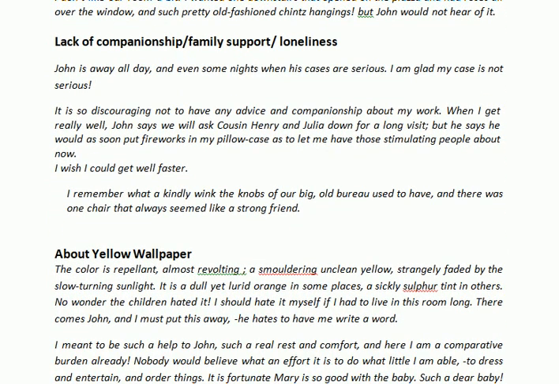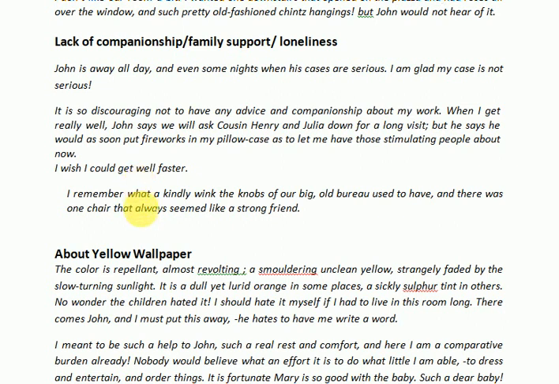Then there was also lack of companionship and loneliness. As she says, John is away all day and even some nights when his cases are serious. I'm glad my case is not serious. Irony. The story is full of dramatic irony. And she says that she wanted to have the company of her cousins Henry and Julia, but he says that she could have this company only when she would get well. And she says, I wish I could get well faster.